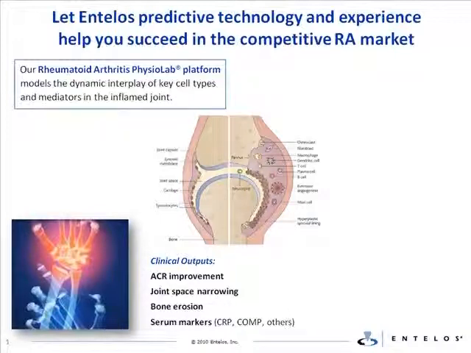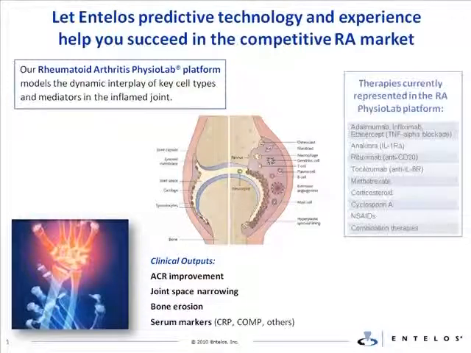We know that RA is a heterogeneous disease with considerable interpatient variability in both the mechanistic underpinnings of disease and clinical responses. To address this variability, Entellus creates virtual patients characterized by a wide range in baseline measures and responses to approved therapies, as listed here. These include some of the more recently approved biologic drugs, such as adalimumab, an antibody specific for TNF-alpha, and tocilizumab, an antibody specific for the IL-6 receptor.